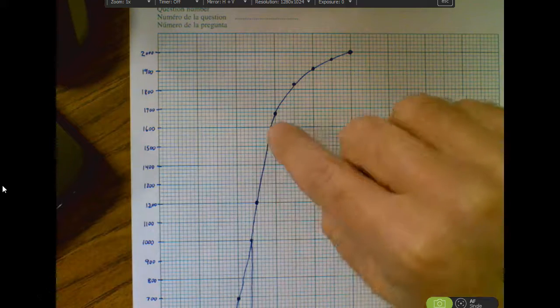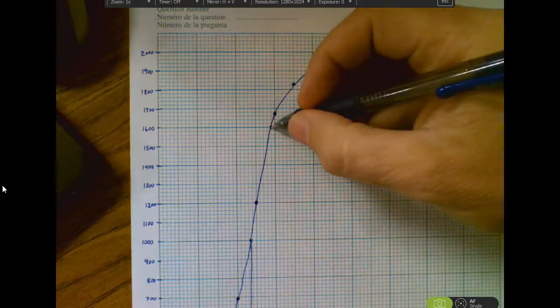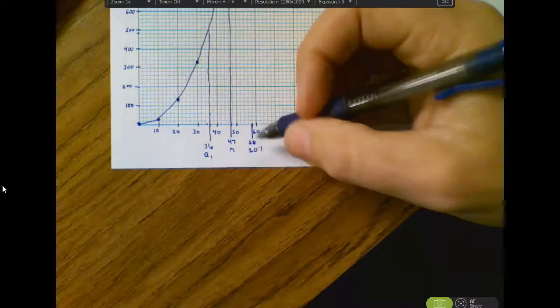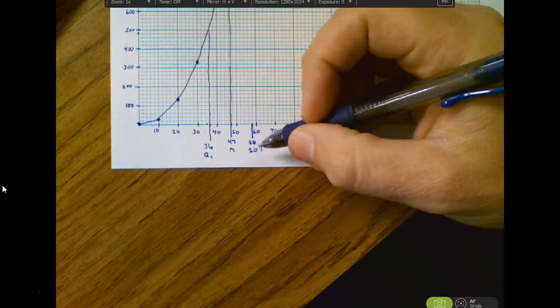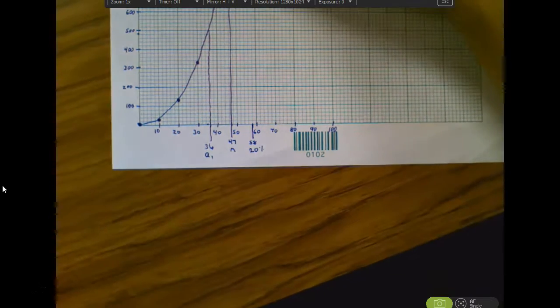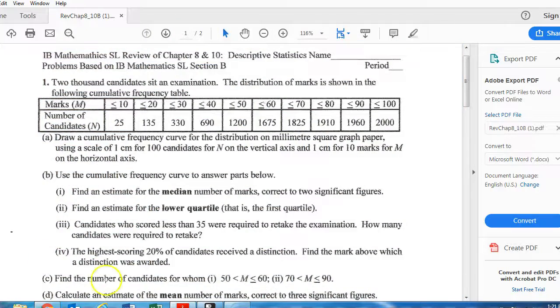So if I trace that one over and down, let's see, on mine, I'm hitting right here. I'm going to trace that all the way down, and I was hitting 58. So in other words, I would need to get at least a 58 in order to make it into the top 20%. So that's the mark they were looking for. Let's go on to the next one.